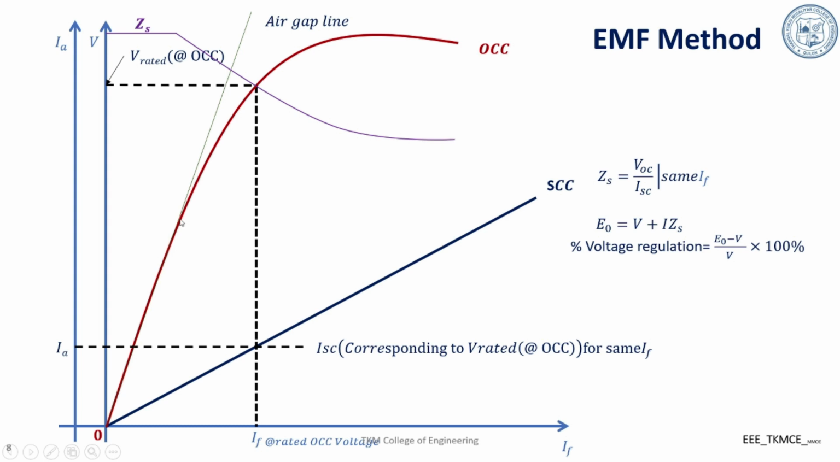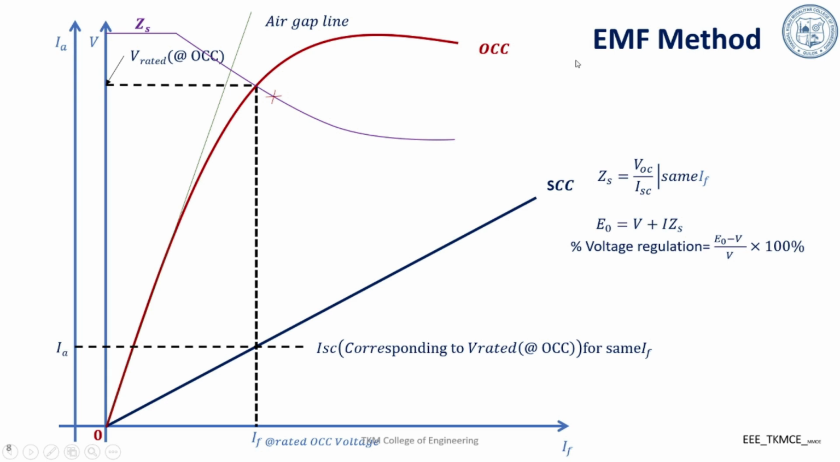After this linear portion, OCC voltage deviation is less compared to short circuit current deviation. Therefore, synchronous impedance is decreasing. And during this portion, the deviation of open circuit voltage is very low compared to the deviation of short circuit current. Therefore, synchronous impedance is low during higher saturation. Actually, synchronous impedance lies somewhere here.